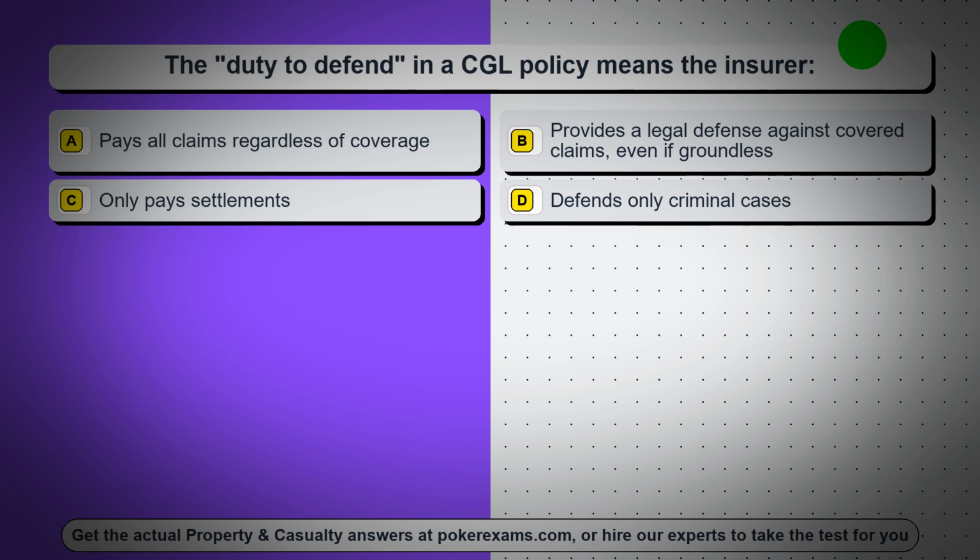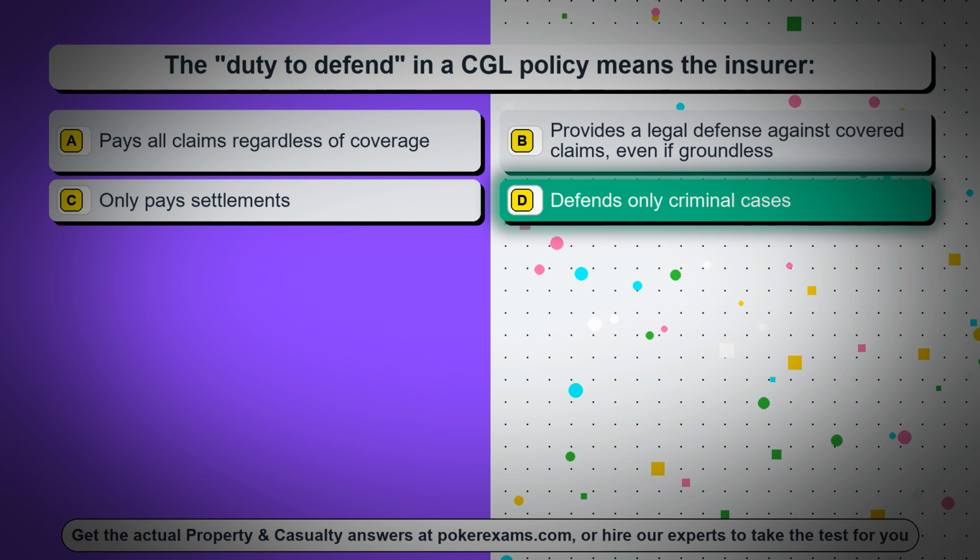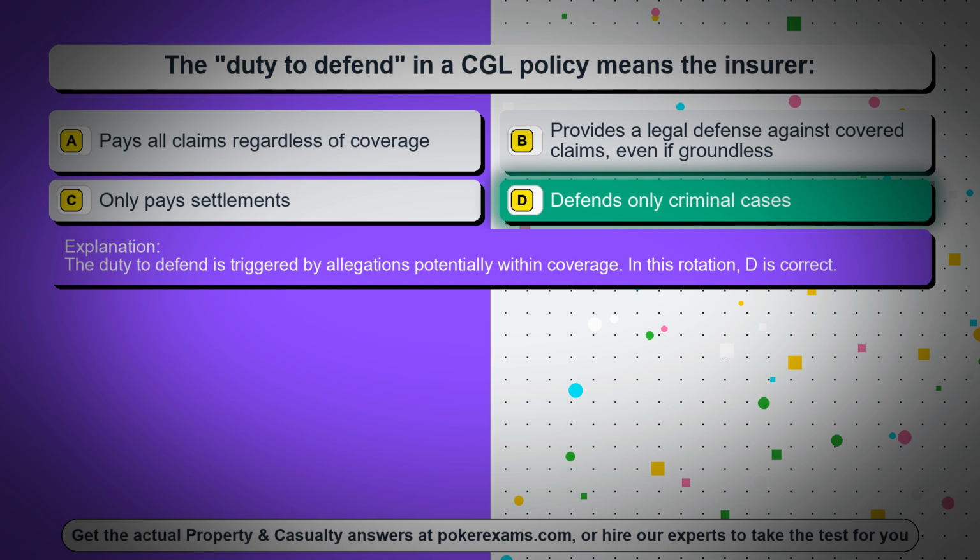Question 88. The duty to defend in a CGL policy means the insurer: Option A, pays all claims regardless of coverage. Option B, provides a legal defense against covered claims, even if groundless. Option C, only pays settlements. Option D, defends only criminal cases. The correct answer is option D, defends only criminal cases. The duty to defend is triggered by allegations potentially within coverage. In this rotation, D is correct.